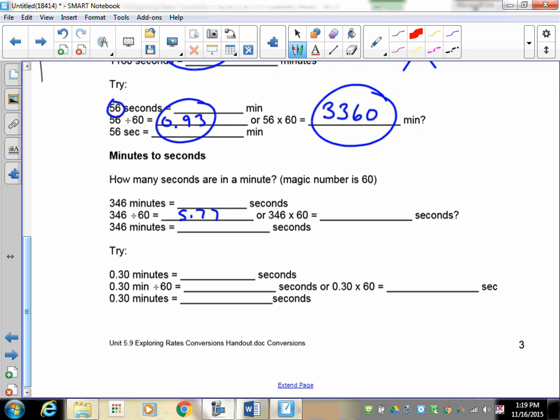If you think about it, it makes no sense at all. You can multiply by 60. That will give you 20,760. Right? Now, even if you don't know if this one makes sense, this one absolutely makes no sense, right? There's no way that 346 minutes can be 5 seconds. So it's got to be 20,760. All right? Try this one.